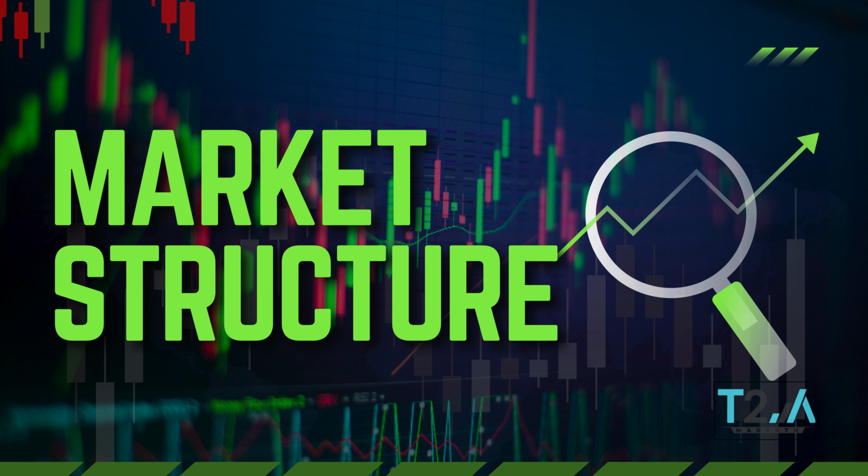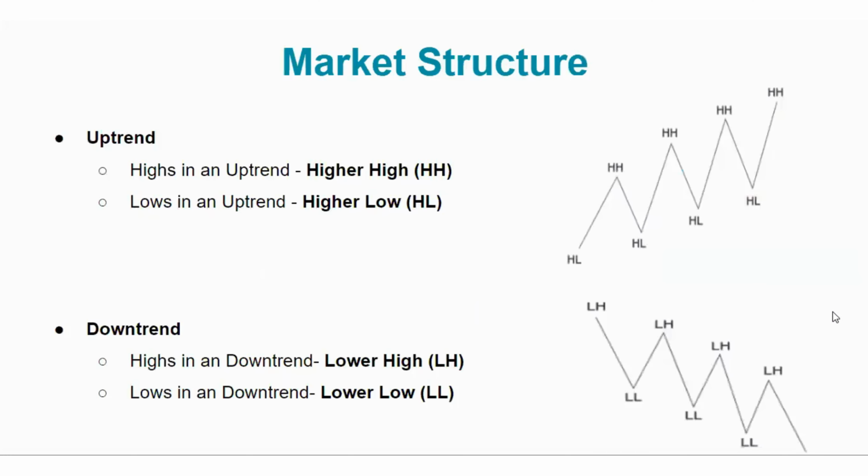So order block, everything comes from the structure. Only the structure is the most important thing here. So let's dive in and understand what type of structure we have. So we have two types of trend. Either we are uptrending or we are downtrending.